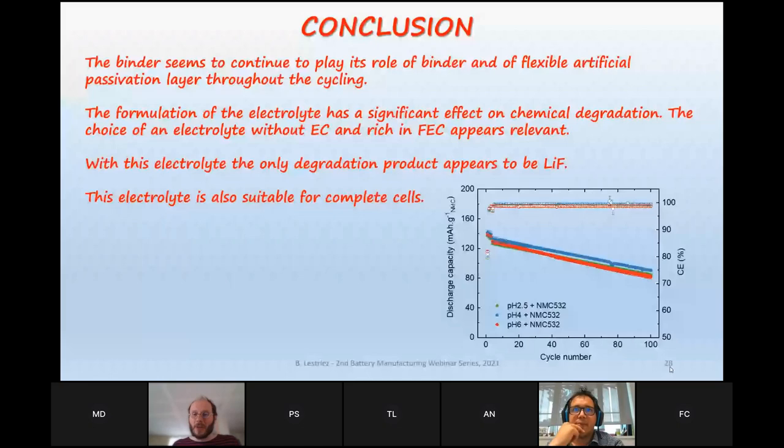And we saw now, if we turn to the formulation of the electrolyte, of course it was known that it has a significant effect on the chemical degradation, and that here the selection of an electrolyte without ethylene carbonate and rich in fluoroethylene carbonate was relevant. And I would like to mention that we also found good results for cyclability in full cells with NMC532 electrodes.